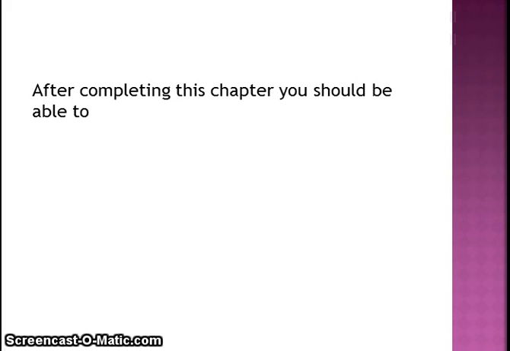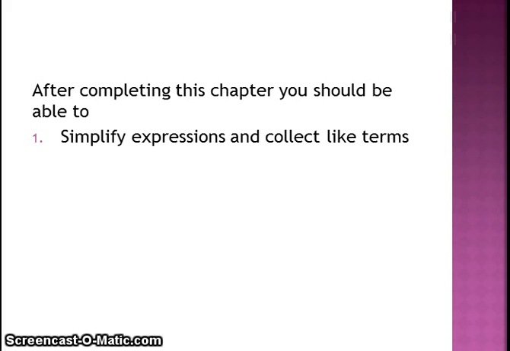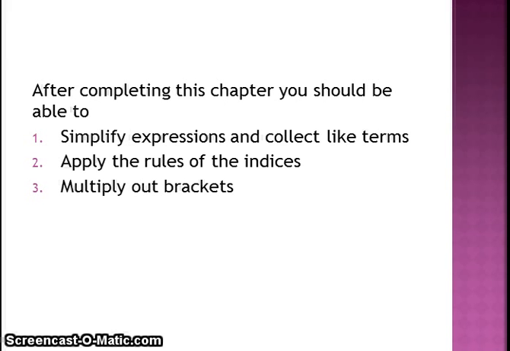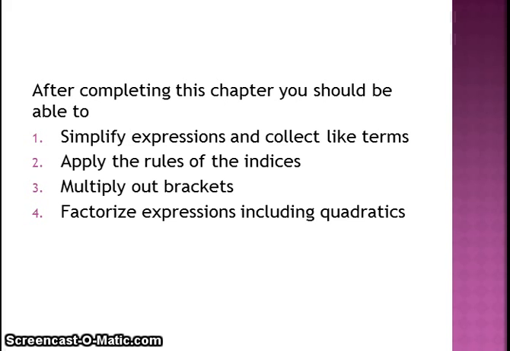After completing this chapter, you should be able to: 1. Simplify expressions and collect like terms. 2. Apply the rules of indices. 3. Multiply out brackets. 4. Factorize expressions, including quadratics. 5. Manipulate surds. This chapter provides a foundation for many aspects of A-Level mathematics.